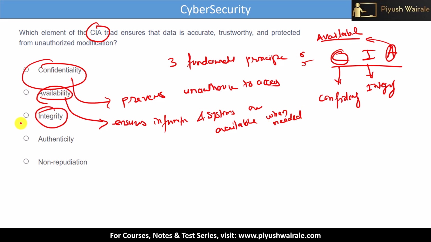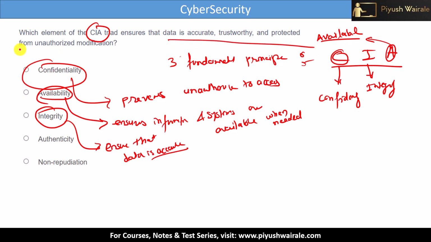What about integrity here? Integrity means it ensures that data is accurate, trustworthy, and protected from unauthorized modification here. Okay, so you can see the properties of integrity here. So option C is correct here. It protects data from unauthorized modification, right? So the correct option is integrity.